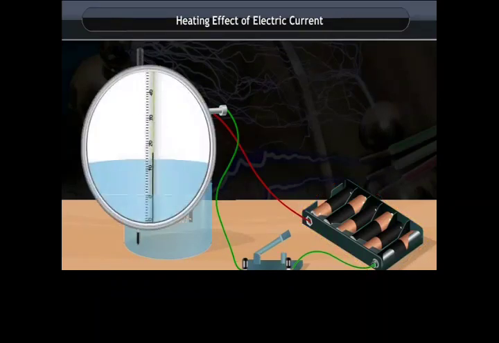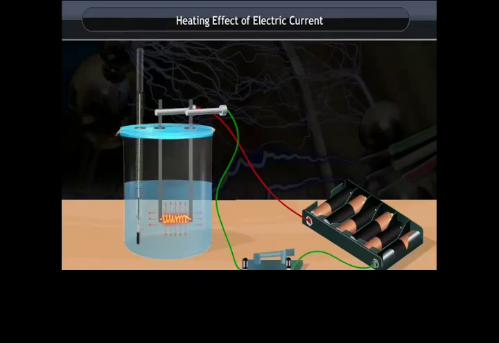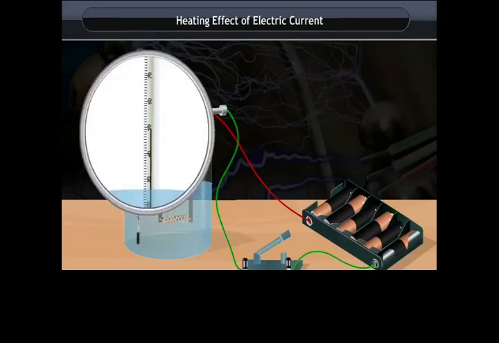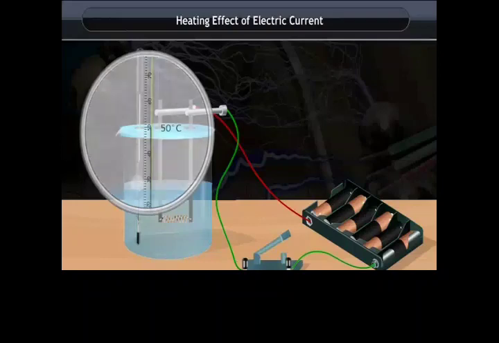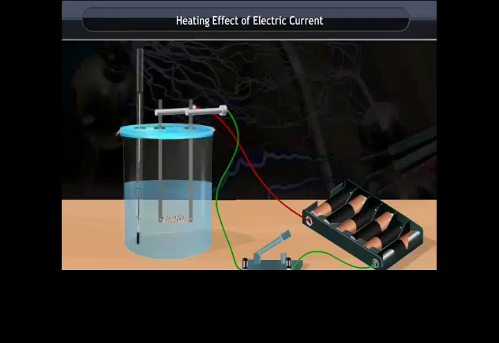Note down the reading of the thermometer. Now switch on the key and wait for 5 minutes. Now switch off the key and again take the reading of the thermometer. What do you observe? The temperature on the thermometer has increased. As the current was flowing through the nichrome wire for a long period, it heated the wire.